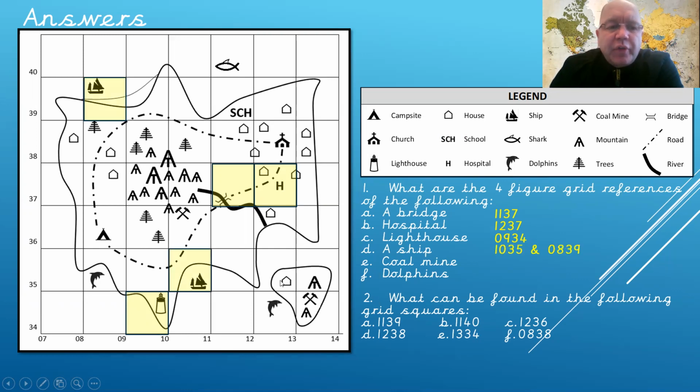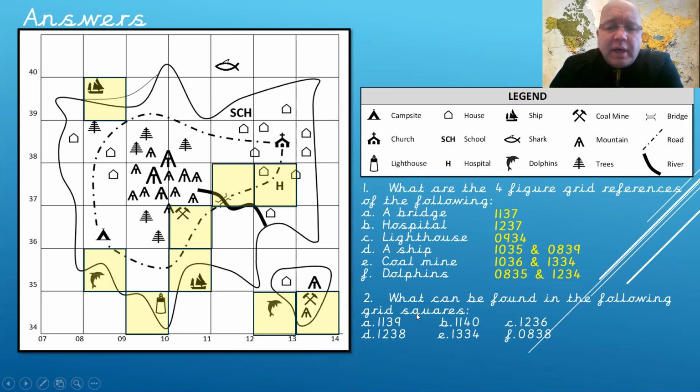The ship, well, there's 2 of them. We've got one down here at 1035, and then one up here at 0839, I apologize. So there are the 2 ships. Coal mine, again, there's 2 coal mines. There's one just here at 1036, and one down here at 1334. And finally, where are the dolphins? They're here and here. So we've got one at 0835, and we've got one at 1234. Well done if you got all of those.